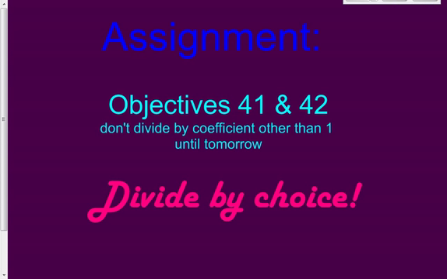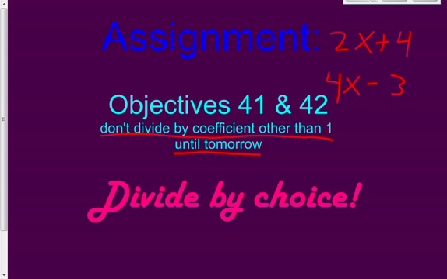So here's what we have for our assignment. You have 2 objectives for homework, objectives 41 and 42. However, as you do this, I believe objective 42 has a couple in there that I don't want you to do until you watch the next video, which is going to be tomorrow's lesson. It says don't divide by a coefficient other than 1 until tomorrow. So as you can see, every divisor that we've had has been like x plus 4 or x minus 3 or something like that. You've never seen 2x plus 4 or 4x minus 3, something like that.